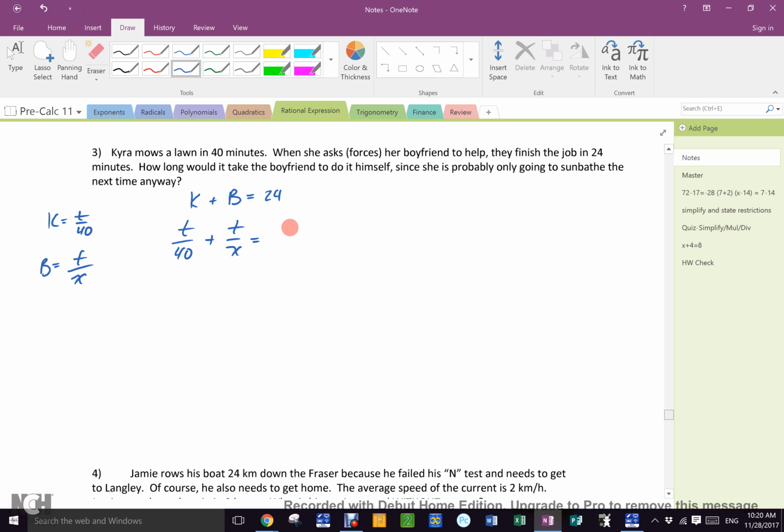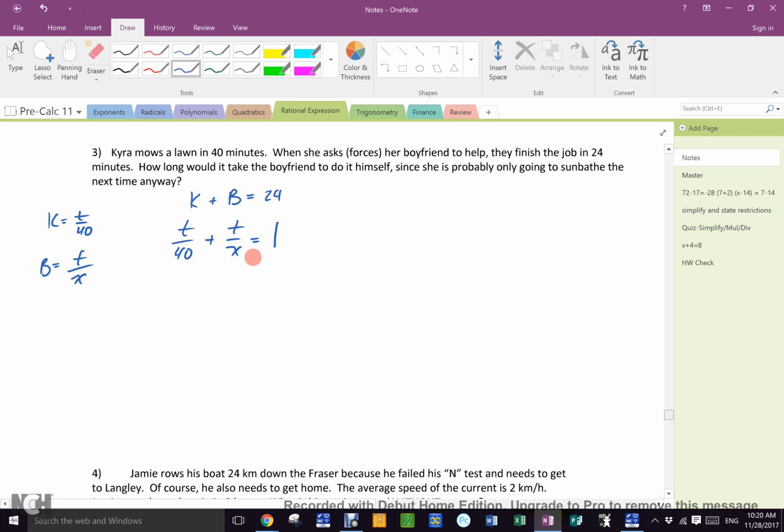How many lawns are they mowing? 1. Picking up what I'm putting down? This was time, right? Which allowed me to do this, right? Everybody cool? But this is now time plus time to equal 1 lawn mowed, yeah? All right, so how am I going to solve this?